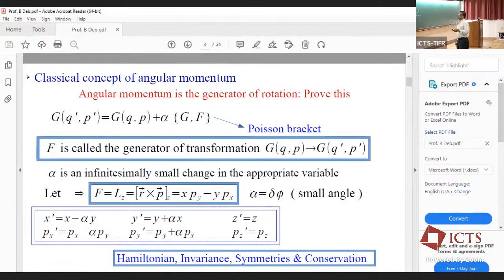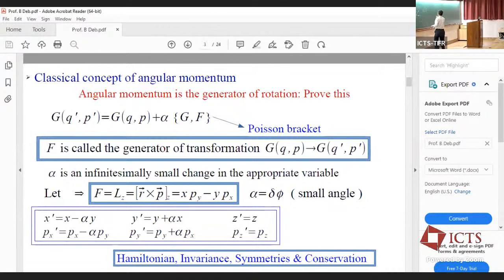And then they are related by what is called the Poisson bracket. What is the Poisson bracket? If I have G and F, this F is called the generator of that change. In the case of rotation, if you rotate the frame, F would be the angular momentum. So the definition of angular momentum is that it is the generator of rotation, and the same definition holds for spin as well as orbital angular momentum.